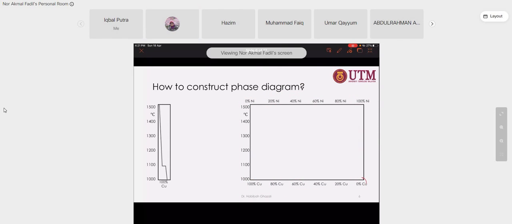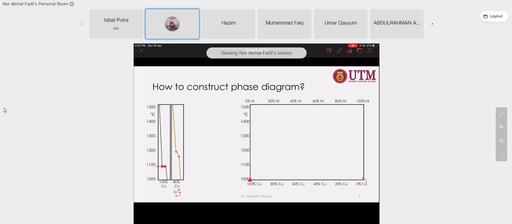So let's say you have 100% copper. This vertical line at 0% nickel means 100% copper. This point has only one freezing or melting temperature. It is a horizontal line, so only one single temperature, about 1000 degrees Celsius. And when you add 20% nickel, you can see two different temperatures during the transformation between liquid and solid.